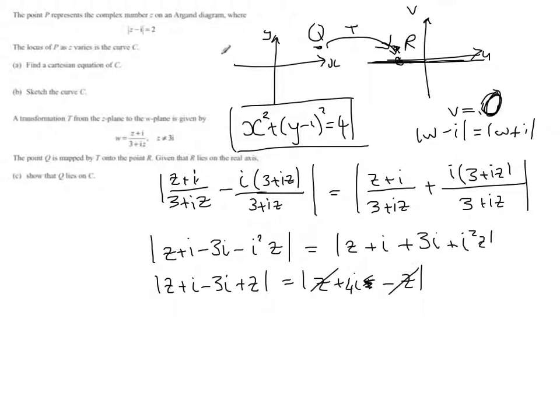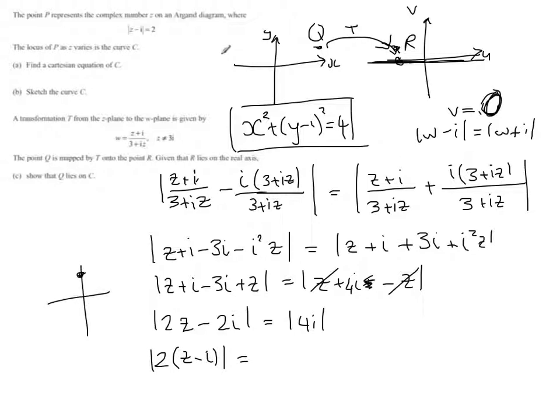What else can we do over here? |2z minus 2i| equals the modulus of 4i. Oh, it's coming together nicely. Let's pull that 2 out. 2|z minus i| equals the modulus of 4i. Well, 4i lives here, and that distance is 4. So the modulus of 4i is 4.